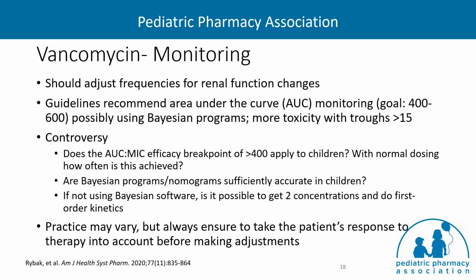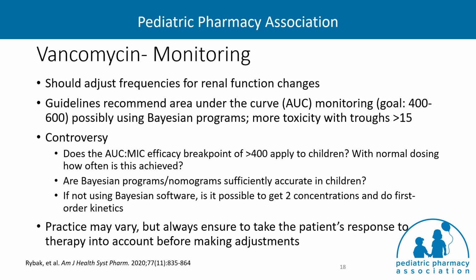So that's why we're typically not targeting those high concentrations of 15 to 20 that we used to a few years ago. There is some controversy with the new guidelines as they came out. Most of the AUC MIC data for 400 comes more from the adult population.